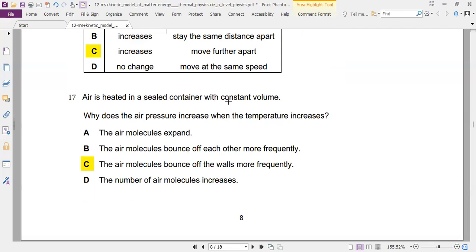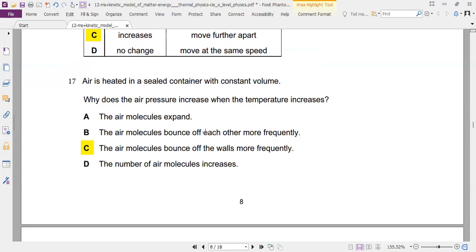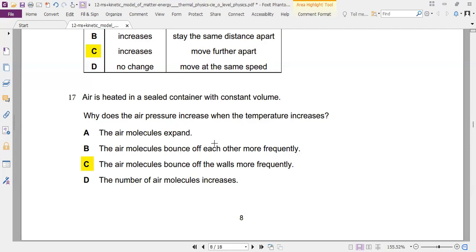So when we have a fixed volume and we heat air, the pressure of air increases. Why? Because the molecules bounce off the walls more quickly. This is because when we have a fixed volume, the molecules, although they want to expand the container, the volume is fixed, so they do not find enough room, but they get more energy due to the temperature increase, so they start colliding with the walls more frequently.